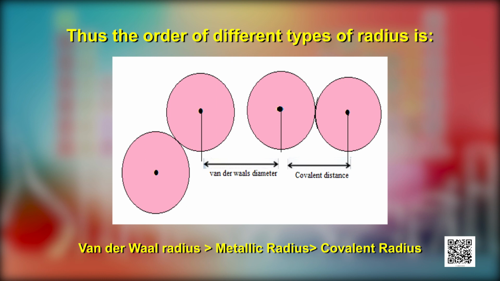A comparison of three types of radius shows that covalent radius of an atom is shortest while van der Waals radius is the longest. For simplicity, we use the term atomic radius to refer to both covalent or metallic radius depending on whether the element is a non-metal or a metal. Do you know how the radius of an atom varies in a period and a group of the periodic table? Generally, atomic radius decreases across a period and increases as we go down a group. Let us try to find why.